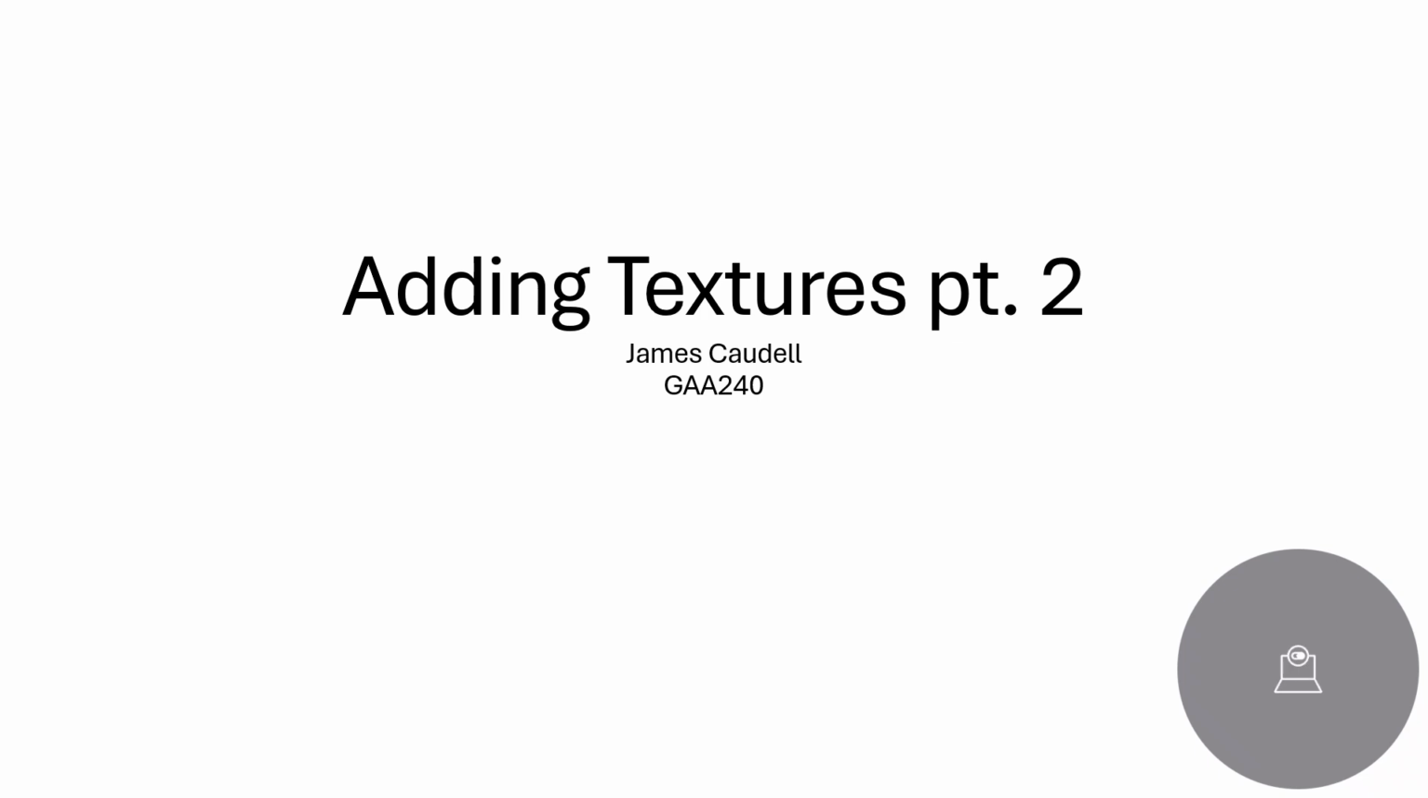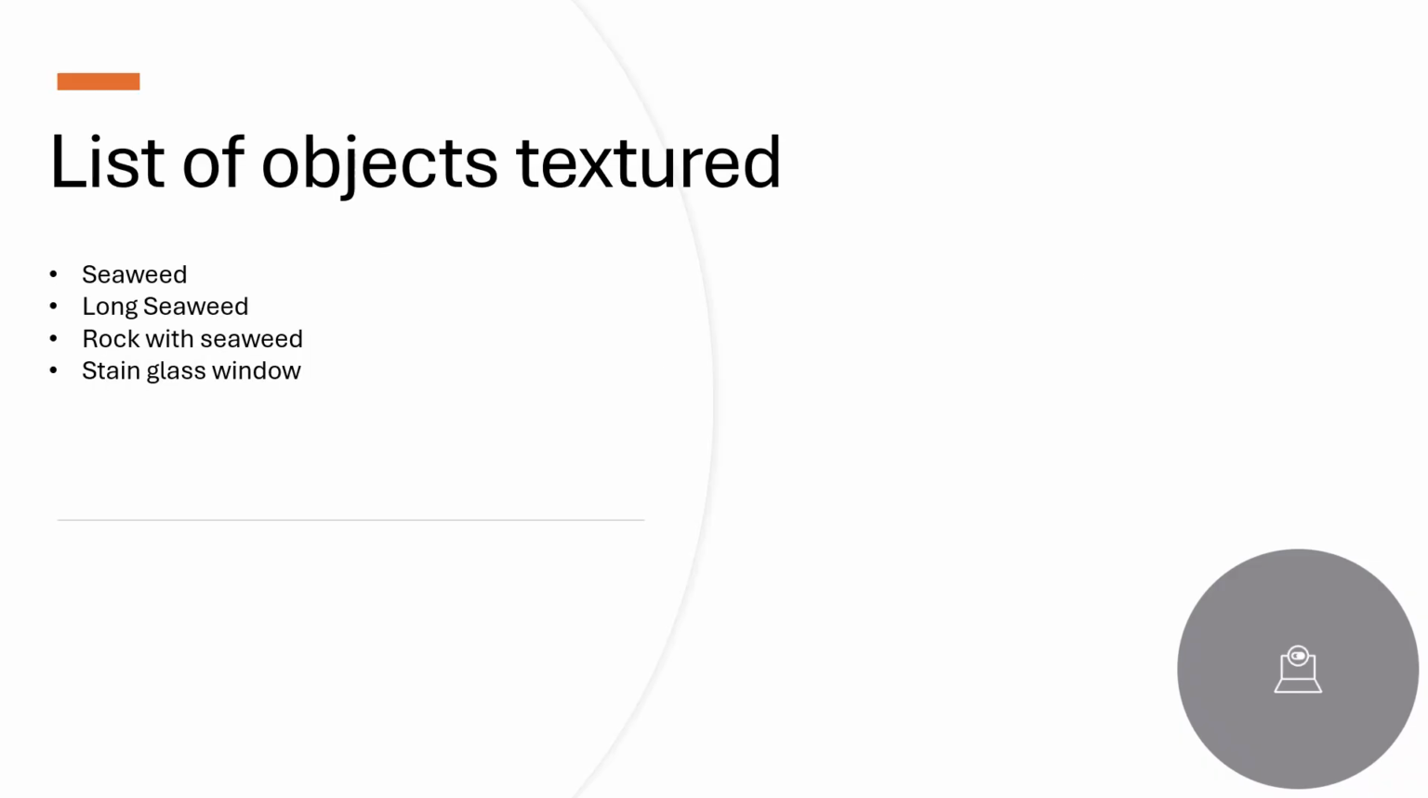Hello, my name is James Caudell, and I'll be talking about adding textures part 2. For adding textures part 2, the list of objects I'm going to be texturing is seaweed, long seaweed, a rock with seaweed sticking out of it, and a stained glass window.